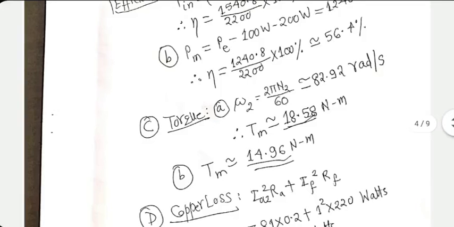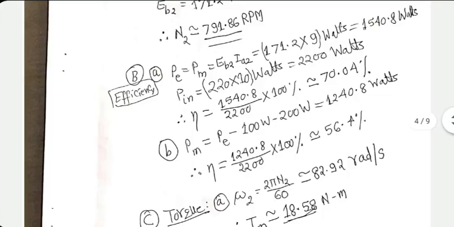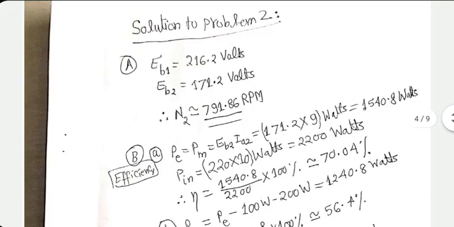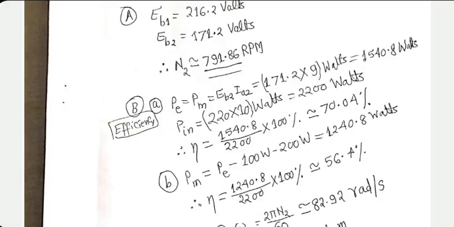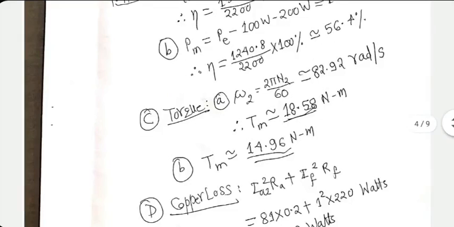In part A and part B, the numbers are different for torque because in part A, the output power is 1540.8 watt. In part B, it is 1240.8 watt. So you take the appropriate number and divide by omega 2. You will get different torque values.